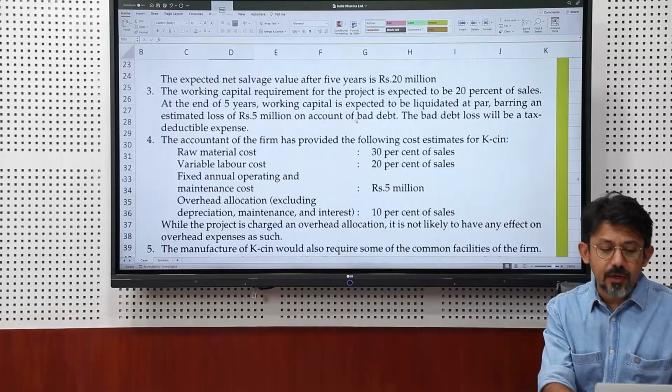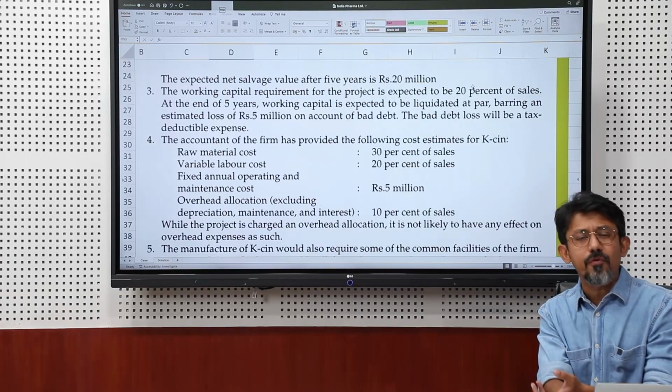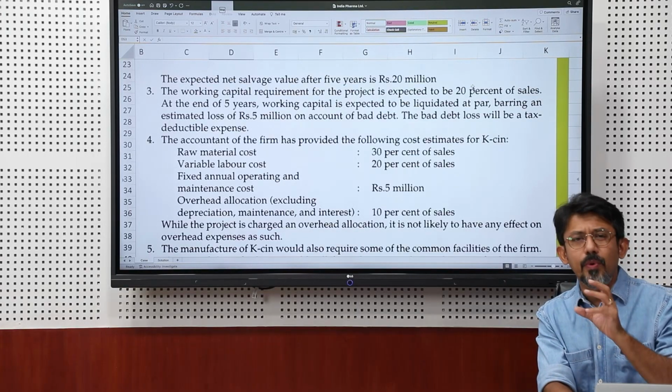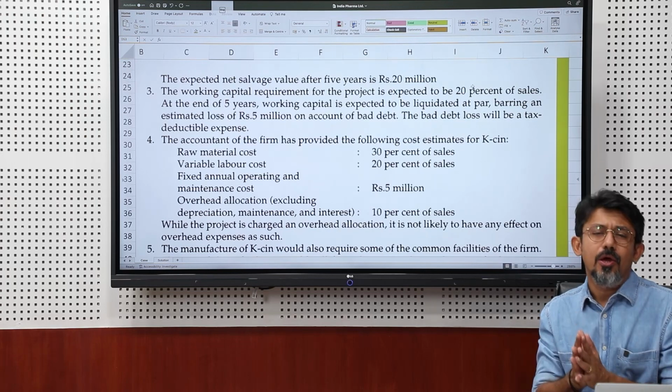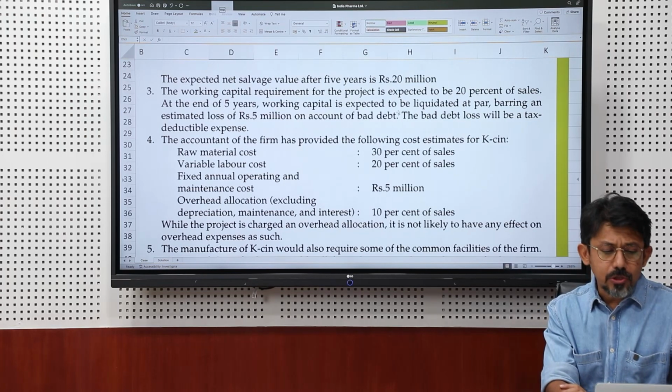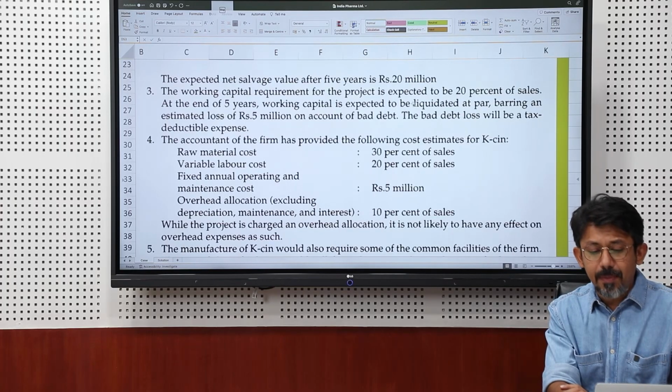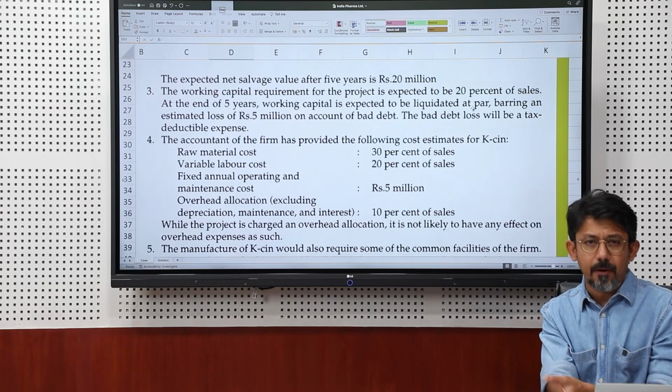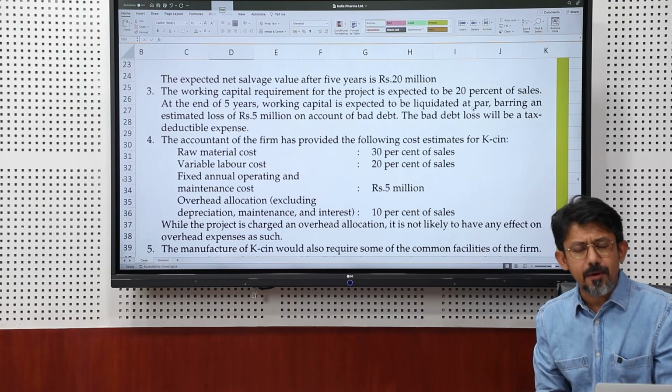Over here you are told that working capital is 20% of sales. It's an easier way of tagging and capturing your working capital as a percentage of sales. You are also told that the working capital is expected to be liquidated at par. Now, what do we mean by liquidated at par?